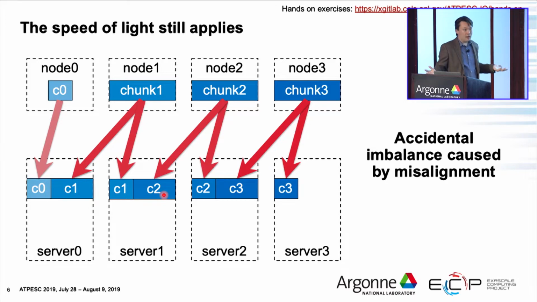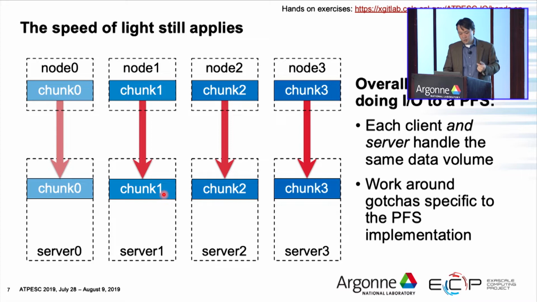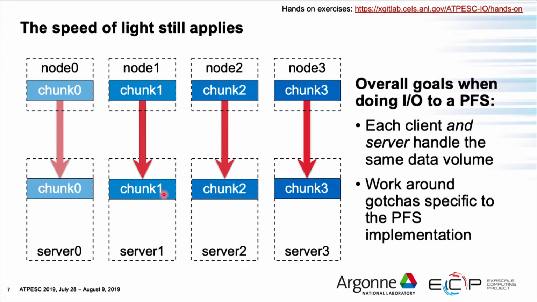So you've effectively halved your performance because 2 overlapping bits of the file that belong to the same stripe, from the Lustre perspective, can't be updated at the same time. So you want to avoid this situation. So what you really want to strive for is something where everything is nicely load balanced.